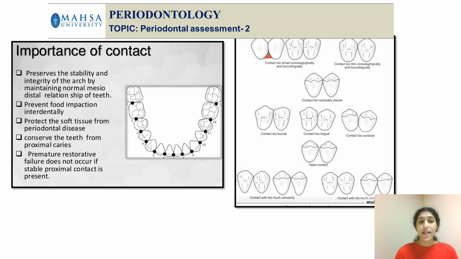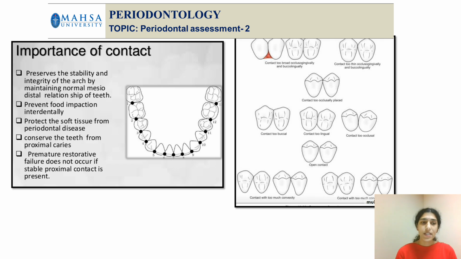As just explained, the importance of a contact cannot be underestimated. The proper proximal contact preserves the stability and integrity of the arch, and it also maintains a normal mesiodistal relationship of the teeth. If one contact is not there, the tooth starts drifting right into the space. So it prevents food impaction interdentally. It also protects the soft tissue from periodontal disease. If there is food impaction, that leads to periodontal pockets and further periodontal bone loss. So if you have proper contacts, all these can be prevented.